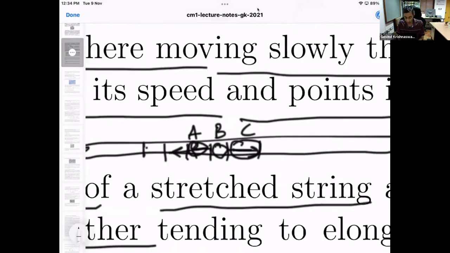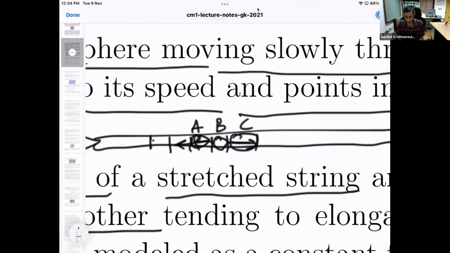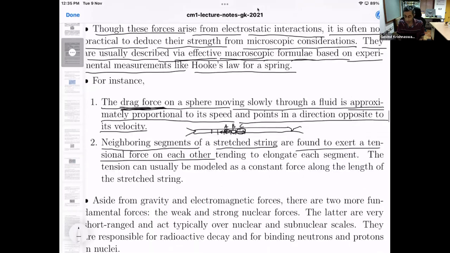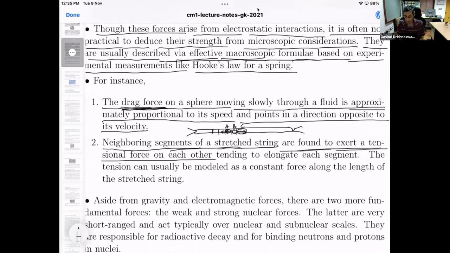So as I was saying, neighboring segments of a stretched string are found to exert a tensional force on each other, tending to elongate each segment. Now again, you may want to know what this tension is, so you have to measure it somehow, not go back to electricity to find it. And the tension can usually be modeled as a constant force along the length of the stretched string. So this is a reasonable model. Its value, of course, will depend on how you have clamped them and what force you have applied over there, which one can measure and find.